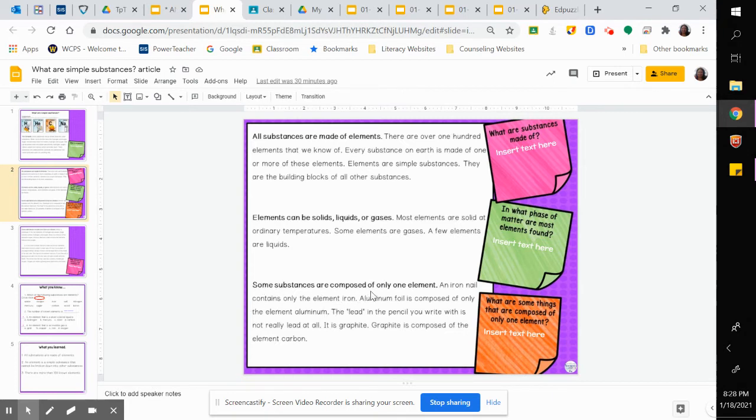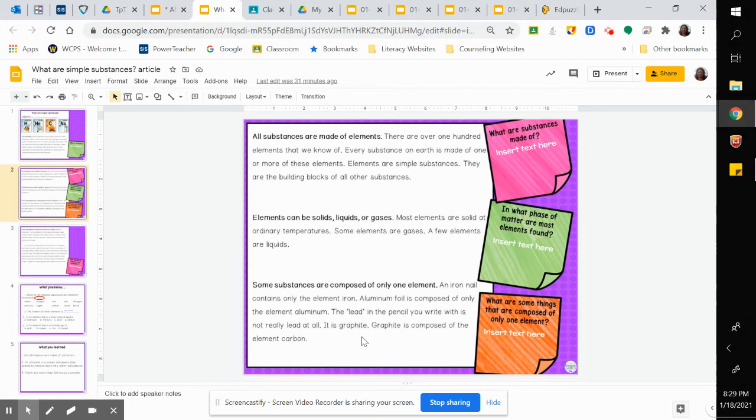Some substances are composed of only one element. An iron nail contains only the element iron. Aluminum foil is composed of only the element aluminum. The lead in the pencil you write with is not really lead at all. It is graphite. Graphite is composed of the element carbon. Sometimes we bring one or more of these elements together to make something else.